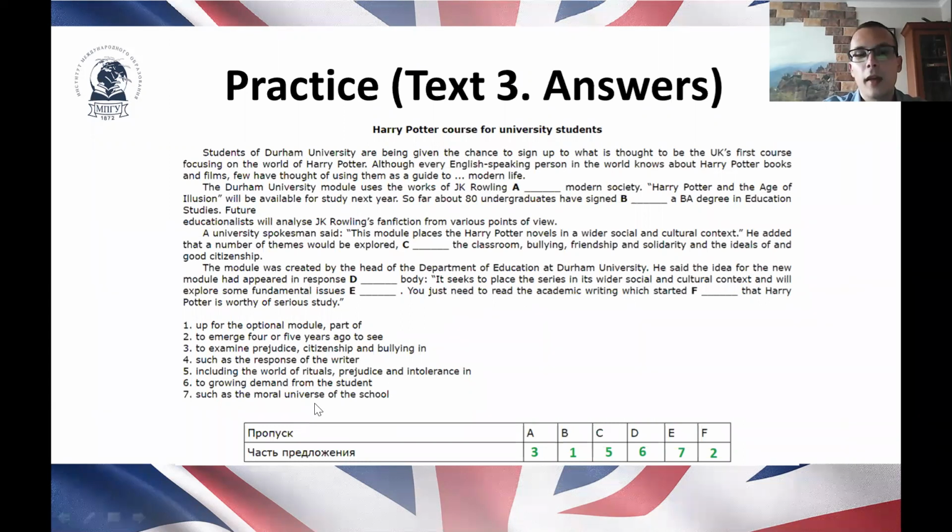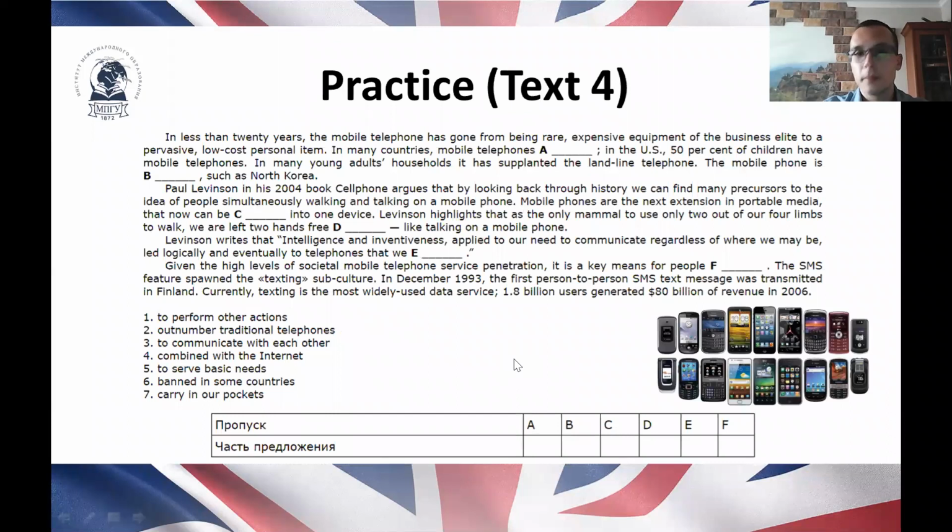Okay, and the last one for today, text number 4. As we did before, you start reading on your own, you write down your answers, and then we'll check together to get the idea of what's correct. And it's about mobile phones. Quite interesting topic. Okay, let's start. Scan the text firstly, and I'll look at the clock. 45 seconds will be now.